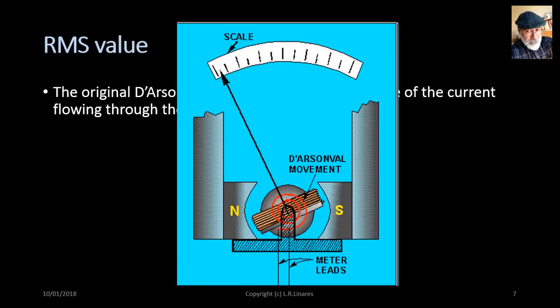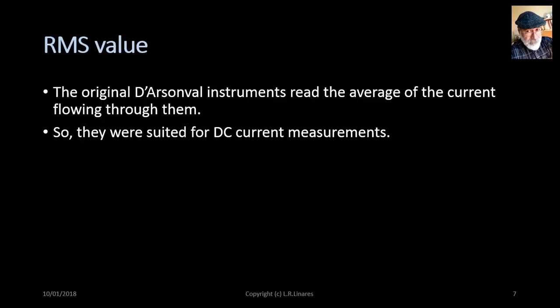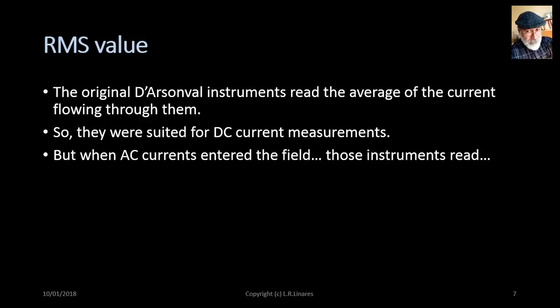If the current was changing slowly with time, the displacement of the needle would also change slowly with it. But when the oscillation of the current was too fast, the mechanical inertia of that iron drum would prevent it from following the current, and all you would get would be the average of the current. This was a mechanical way of finding the average of a current. They were very well suited for DC current measurements, but when AC currents entered the field, those instruments were reading the average of a sinusoid.